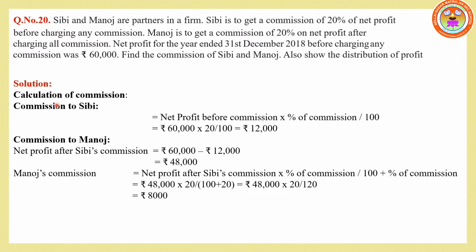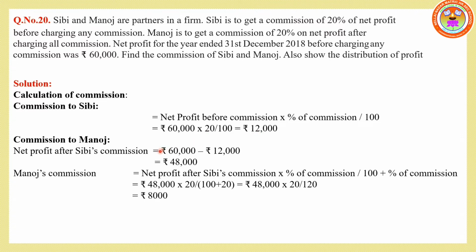So first step, we have to calculate commission for Sibi. Write the formula. Already we have learned two situations are there. So net profit before commission into percentage of commission by 100. Look at net profit amount 60,000 into Sibi's rate of commission 20 by 100. Substitute, bring it to the lowest term. So we got 12,000. Sibi's commission is 12,000. So from the net profit we gave 12,000 to Sibi.